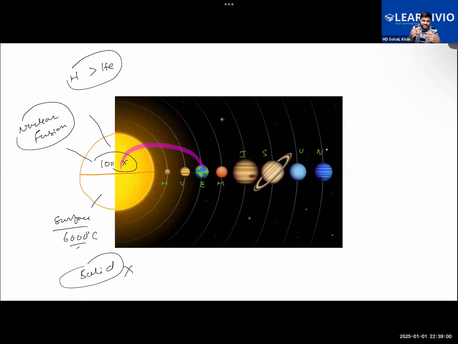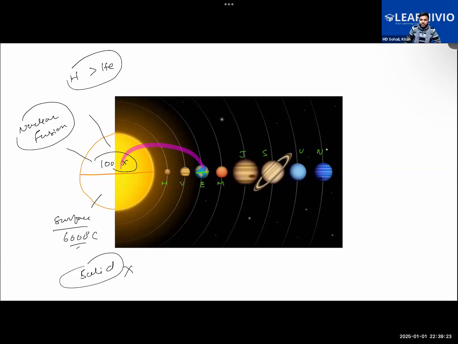And because of this energy, the sun is shining and continuously emitting a huge amount of heat and light. So the sun is the main source of heat and light energy for all the planets of the solar system, including our Earth and including the satellites of the planets also. Okay, getting it? That is one thing.